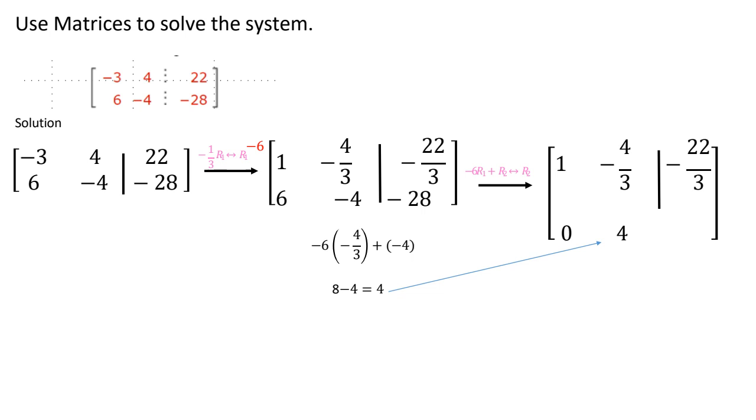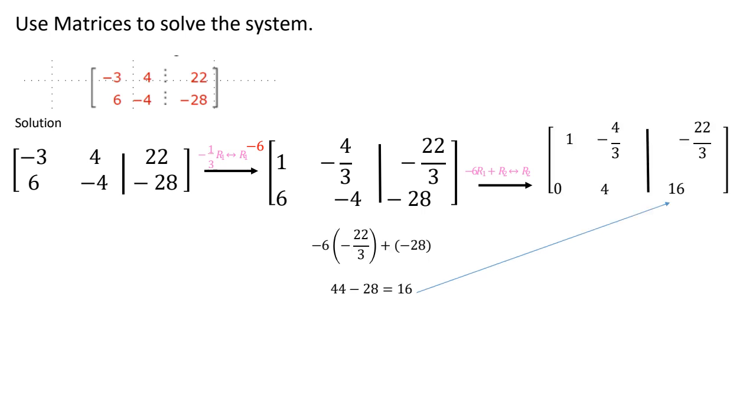8 minus 4 is 4. That goes right there. And then the last multiplication, the negative 1/3 times the negative 22 over 3. We can simplify. We get 44 minus 28 equals 16. That goes there. So I got my first column.